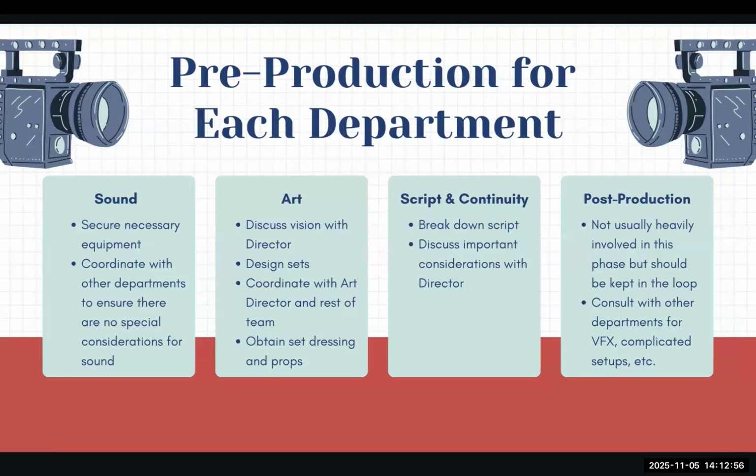The art department is led by the production designer. And for the sake of this presentation, art department also lumps in costume designer, hair and makeup, all of that. So the production designer's job at this stage is to discuss the vision with the director, make sure they're on the same page. Then they're off designing sets, coordinating with their art director, which is sort of like their number two, and the rest of the art team, and obtaining set dressing and props to make sure that they have everything that they need for the shooting day. So there's a lot of work that goes into pre-production for the art department.